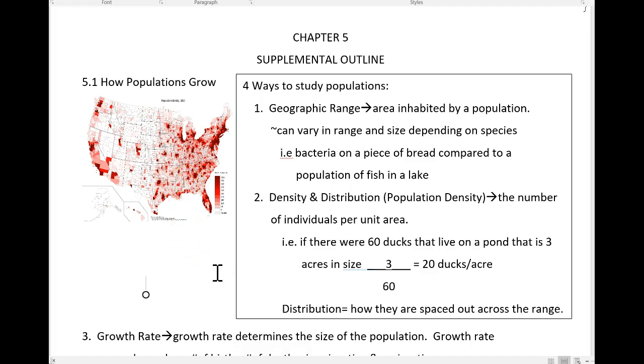So when we look at the distribution, we look at how they are spaced out across whatever our range happens to be, whatever our size happens to be. How are they spaced out on that 1 inch piece of bread? How are they spaced out across that 11-mile lake? How are they spaced out across the 50 United States? Okay, so geographic range and density and distribution make up two of the ways we look at how populations grow.